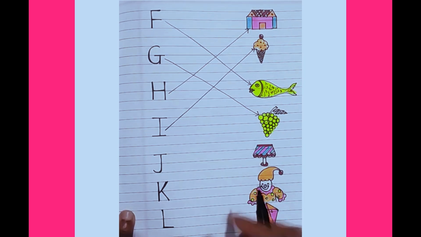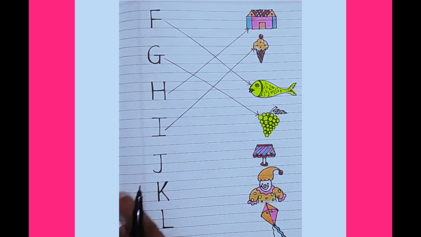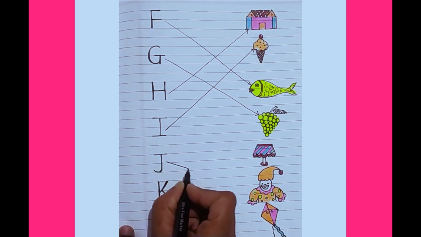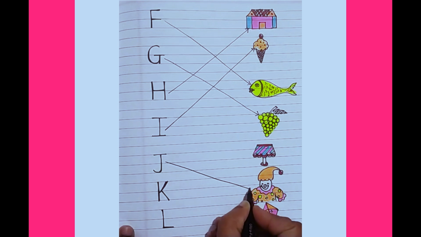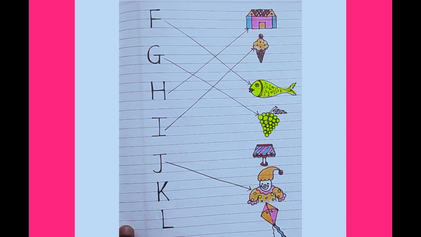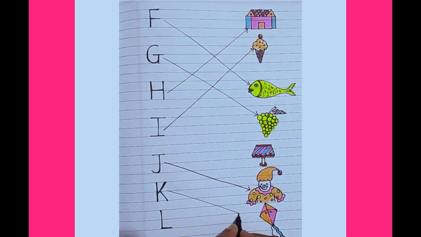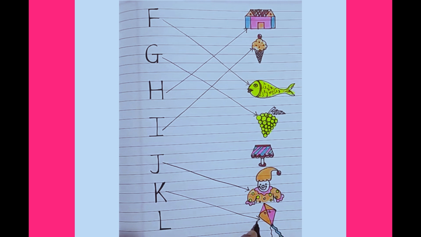Then next J for joker. See, here is the joker. Then match J with joker. Then K for kite. Where is kite? Then match this K with kite.